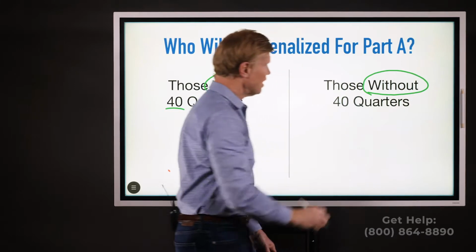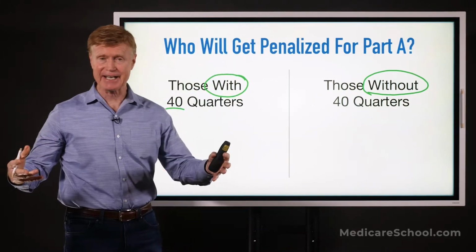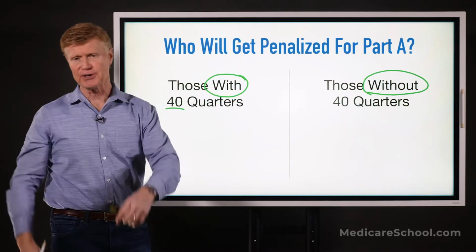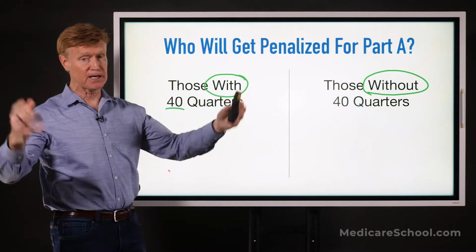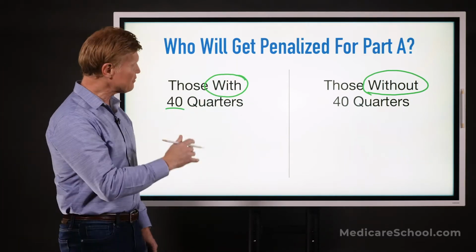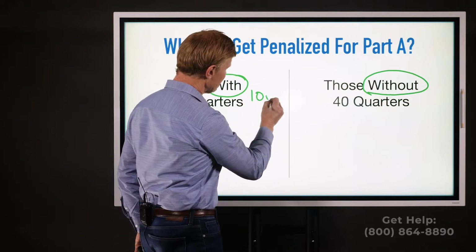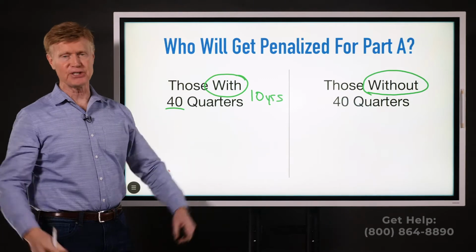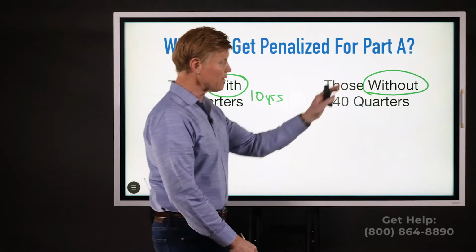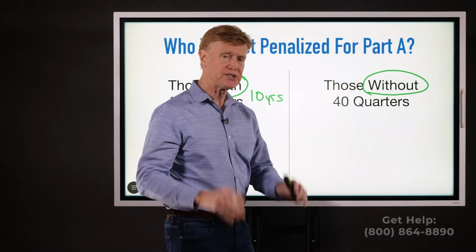As we work, we pay payroll taxes or FICA taxes. Part of that goes to Social Security, part of that goes to Medicare. And as long as we have paid in for at least 40 quarters, and most of you, by the way, have paid a lot more than that in, but at least 40 quarters, which is 10 years worth of work, you will never be penalized for your Part A, regardless of when you take it. But those who are without 40 quarters, you could be subject to penalties.